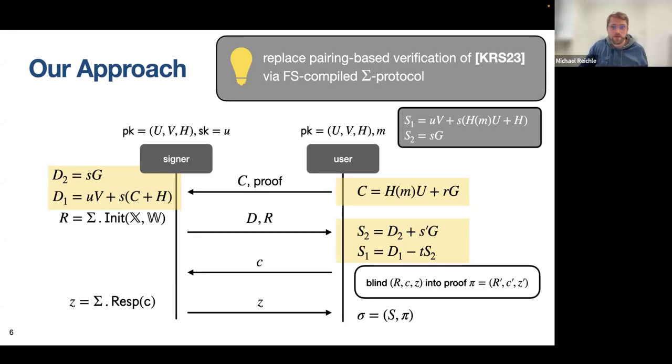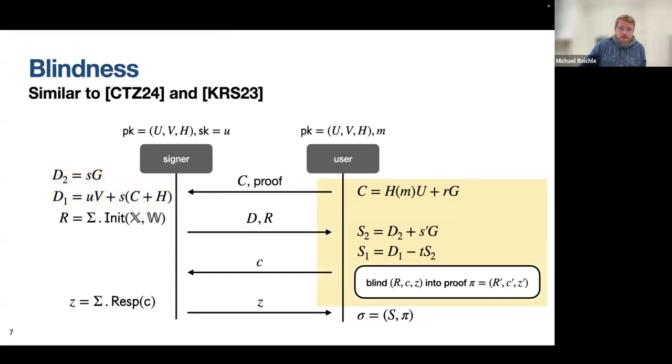So the question is, of course, can we prove security? In terms of blindness, the answer is reasonably intuitively yes. We can rely on techniques from KRS-23 to argue that S1 and S2 are blinded, and this commitment doesn't leak any information about the message. And in terms of the Sigma protocol part, we can rely on techniques from ZTZ to argue that the proof pi in the end is distributed uniformly, or independently from the signing session. So this is in terms of blindness.